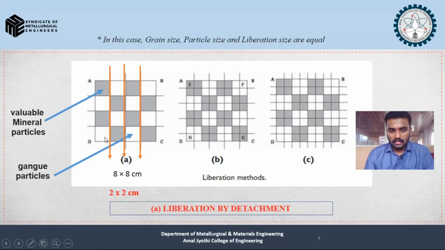So along with that, we are adding 2 plus 2 plus 2 plus 2, which gives 4. So after fracture, this particular 8 by 8 centimeter square will be turning into 2 by 2 centimeter. That is, each side will be 2 centimeter. So the advantage is that we can clearly distinguish what is the gangue and what is the valuable minerals after this process.